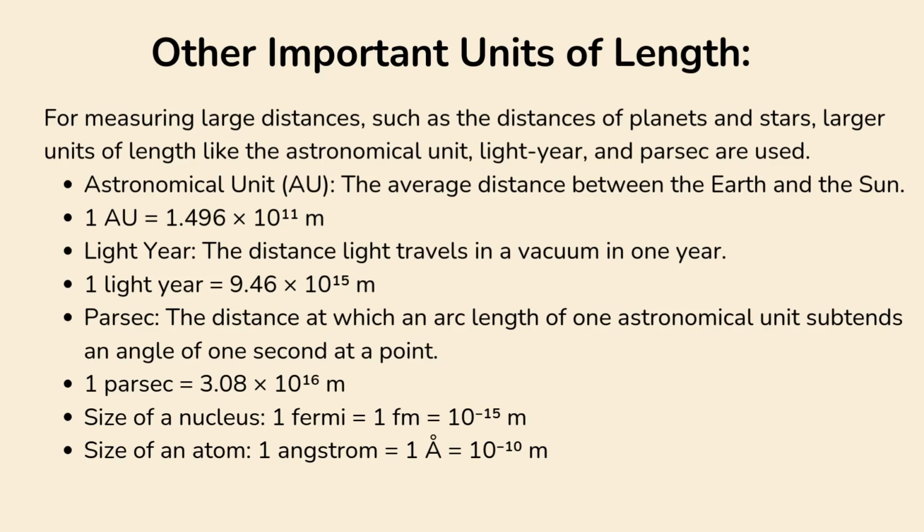Parsec, the distance at which an arc length of 1 astronomical unit subtends an angle of 1 second at a point. 1 parsec is equal to 3.08 times 10 to the power 16 meters. Size of a nucleus: 1 Fermi is equal to 1 fm, which is equal to 10 to the power negative 15 meters. Size of an atom: 1 angstrom is equal to 1 Å, which is equal to 10 to the power negative 10 m.